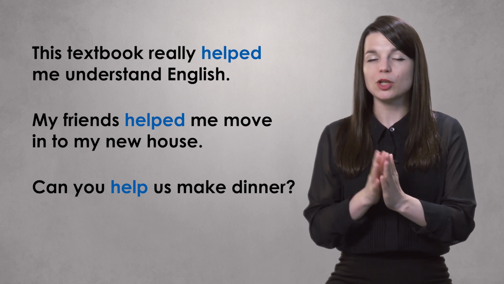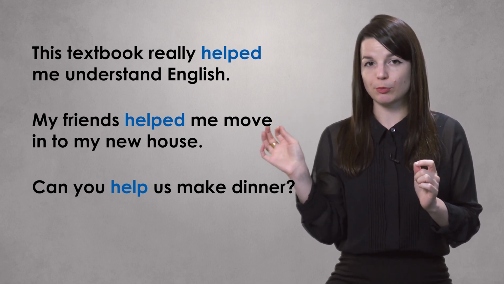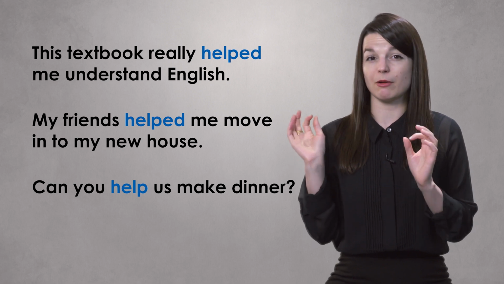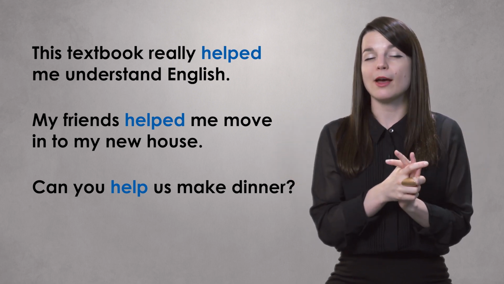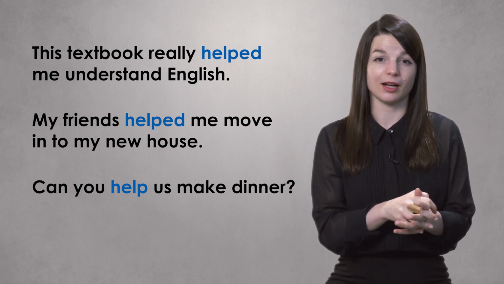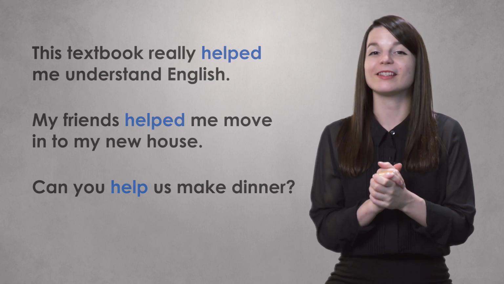So remember, you can use help out for people, but you can't use it to talk about things. We can use help to talk about people and to talk about things. So I hope that this helps you understand the difference between these verbs. Thanks very much for the question.